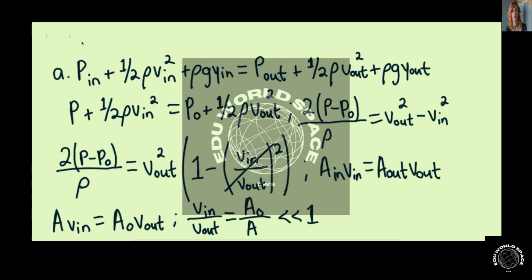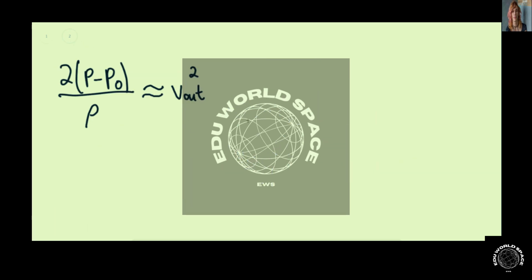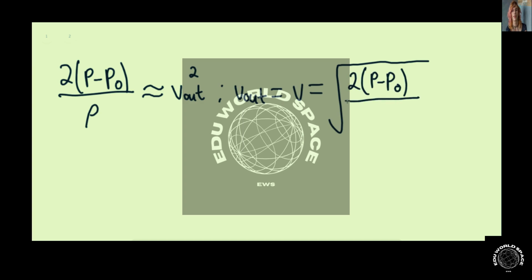And so we can then solve for V out, which would essentially just equal V. This would be equal to the square root of 2 times the change in pressure divided by the density rho. This would be our answer for part A.